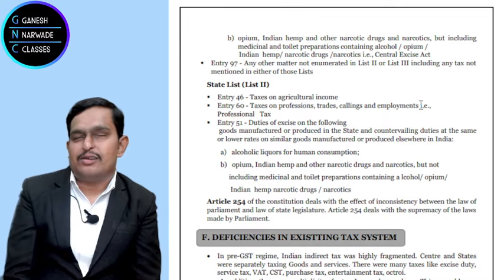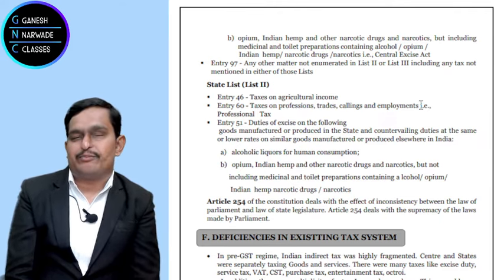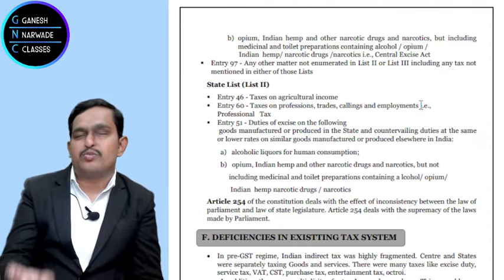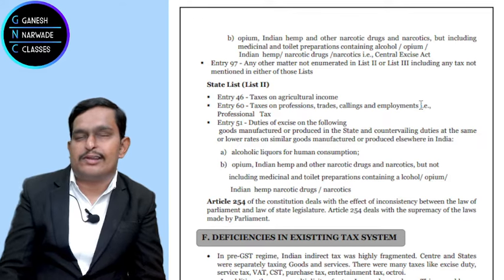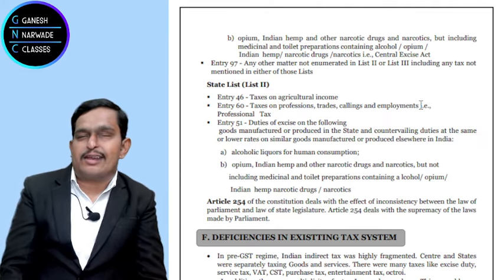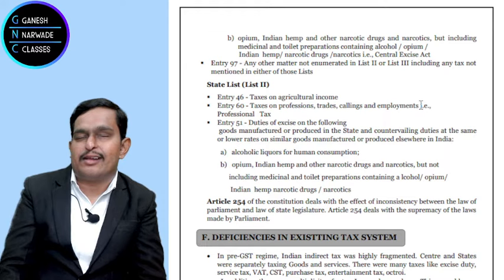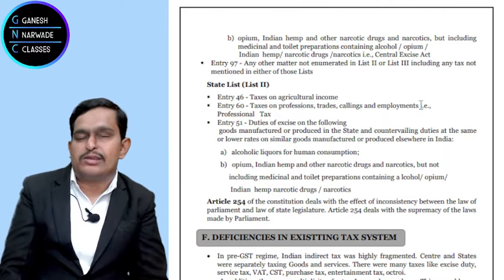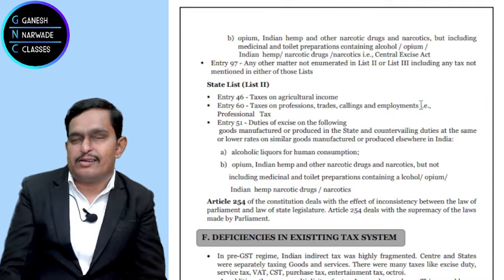Very good. Now list 1 you understood, list 2 you understood, list 3, what is there? Forest is there and education is there. That's why, you see, in Hyderabad there is Osmania University, which is a state-owned university, and Hyderabad Central University, which is owned by the central government. So on educational matters both can make the law. Forest is also there, central and state both can make the laws.